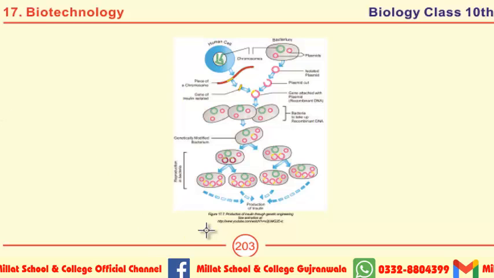Students, it is the diagrammatical representation of production of insulin through genetic engineering. So if we are talking about the achievements in genetic engineering, then insulin may be produced by using genetic engineering. Then you have to draw this diagram.